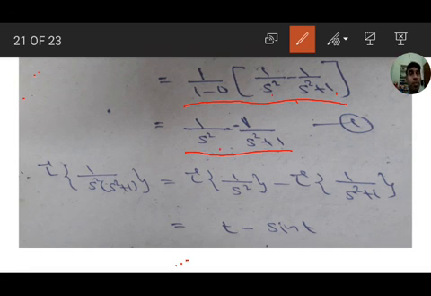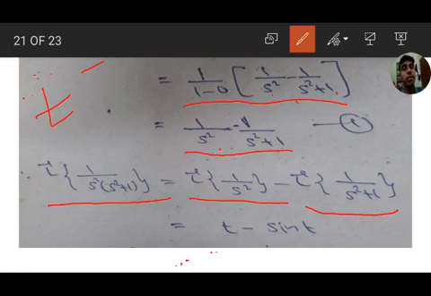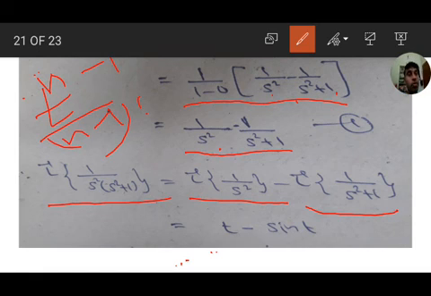So, apply the inverse Laplace transform. L inverse of 1 by s square into s square plus 1 equals L inverse of 1 by s square minus L inverse of 1 by s square plus 1. 1 by s square means t to the power of n minus 1 by n minus 1 factorial. With n equal to 2, t to the power of 2 minus 1 by 2 minus 1 factorial means 1 factorial, which is 1, we get t. And 1 by s square plus 1 means 1 by s square plus a square, which is 1 by a sin at, here a equals 1, therefore 1 by 1 into sin t, that is sin t. Therefore t minus sin t.